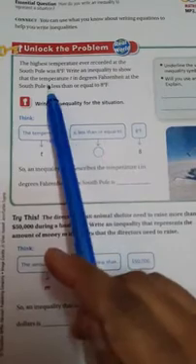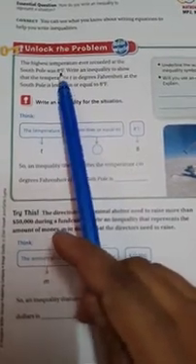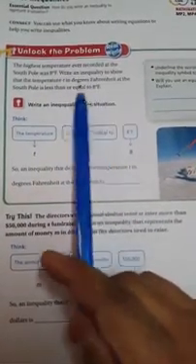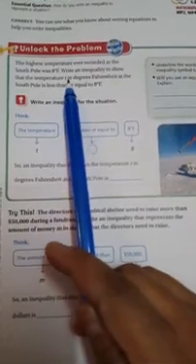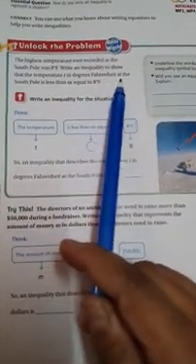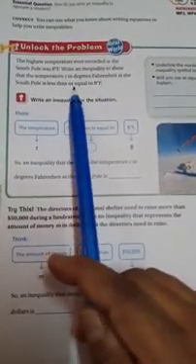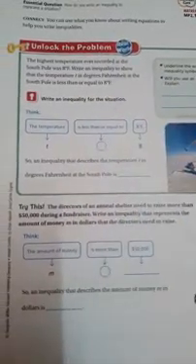See this. The highest temperature ever recorded at the South Pole was 8 degrees Fahrenheit. Write an inequality to show that the temperature T in degrees Fahrenheit at the South Pole is less than or equal to 8 degrees Fahrenheit.